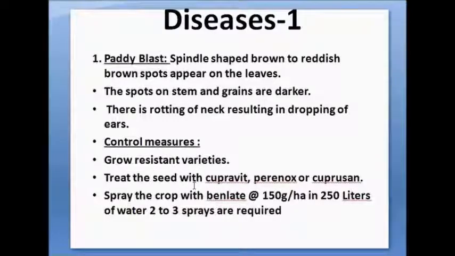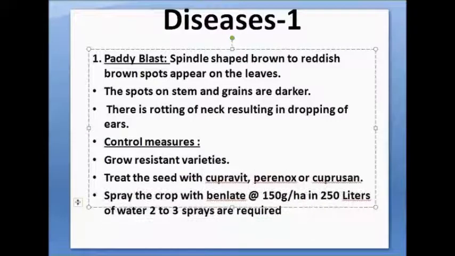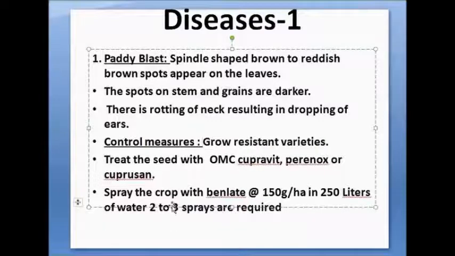Then seed treatment can be given before sowing using OMC, that is an organomercurial compound that we have already studied, like pipravat, cereson, piprason, etc. Or we can use spraying of benalate at the rate of 150 gram per hectare. This is used in 250 liters of water, and such 3 sprayings can be given.